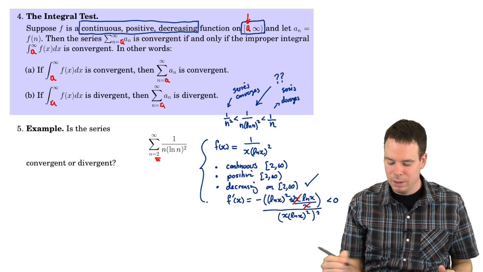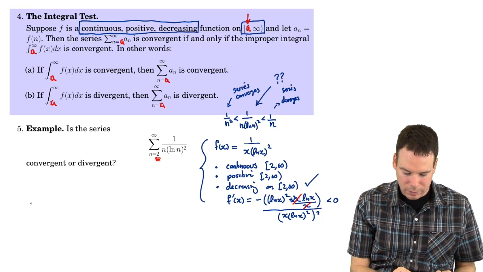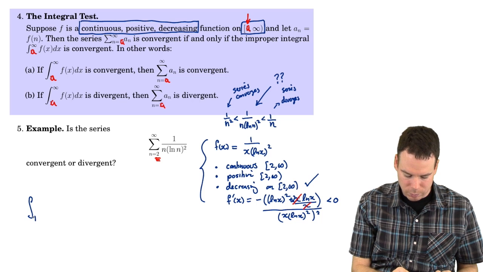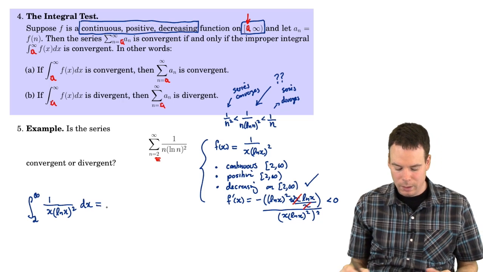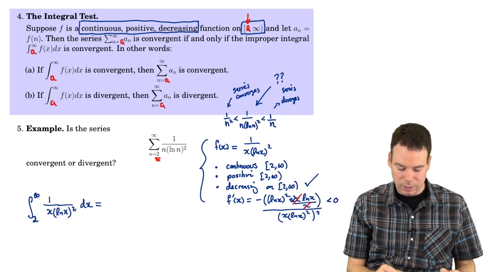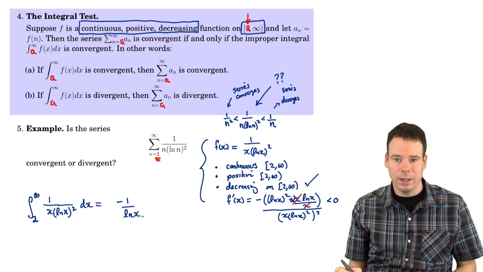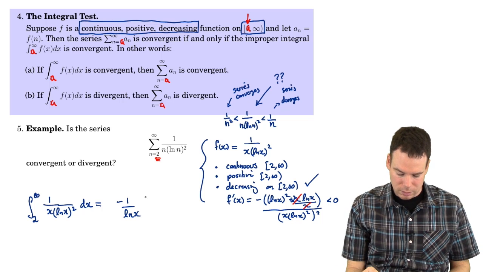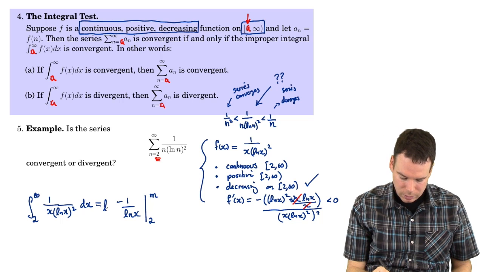So what does this mean? It means that we've got all the hypotheses satisfied for the integral test. So we can go ahead and look at the corresponding integral from 2 to infinity of 1 over x ln of x all squared dx. Now the antiderivative of this thing, we could get it by doing a substitution, u equals ln of x, or maybe you can just spot it by doing the substitution in your head. It's going to be this. And that's from 2. Here I'll write it as an m, and then take the limit as m goes to infinity.